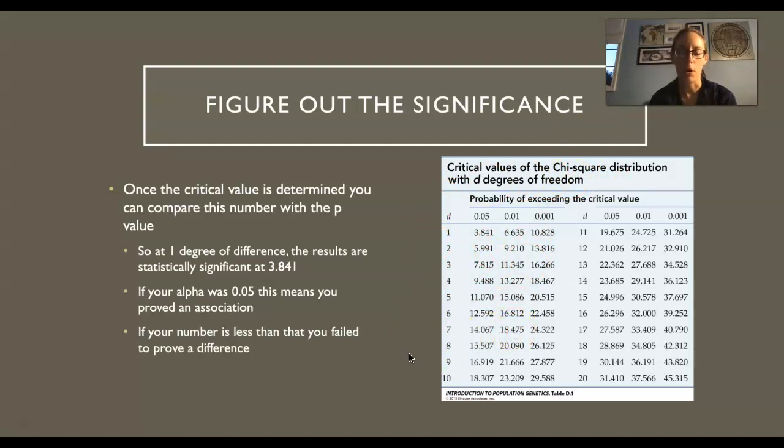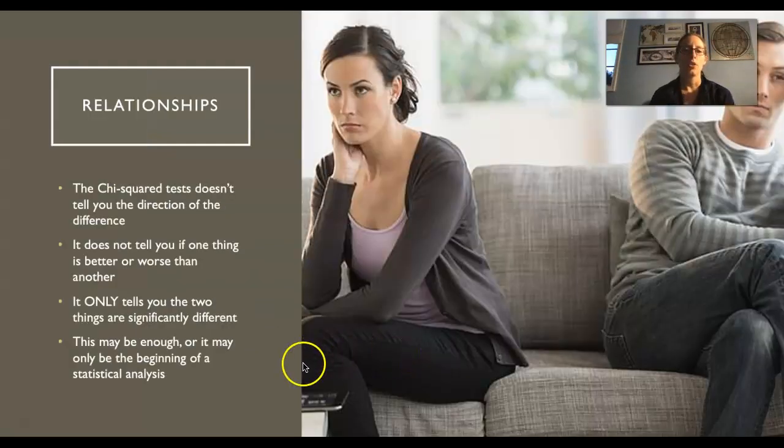So the chi-squared test, though, doesn't tell you the direction of the difference. It doesn't tell you if one thing's better or worse than another. The only thing it tells you is that something is or is not statistically different. And then it has to be significantly different for that number to matter to you. So it may be enough that all you're looking for is to decide, yes, there is a difference here, no, there's not, but typically it's only the beginning of your statistical analysis.